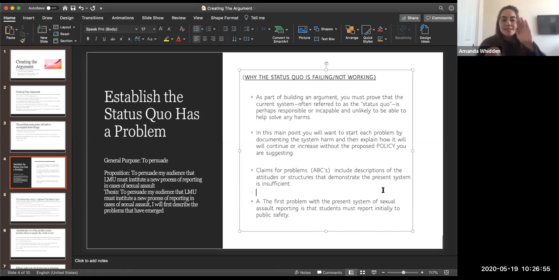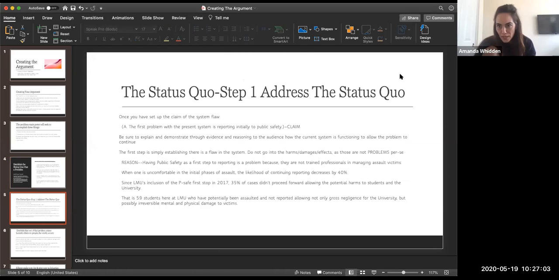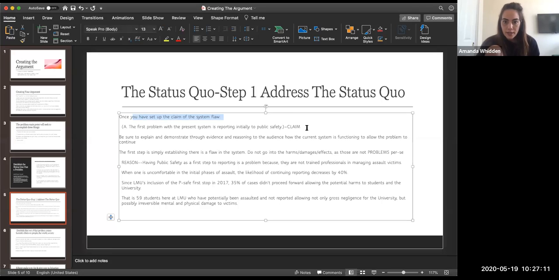So for us, that means that we need to establish to our audience why that is a problem. They may not be 100% clear. So thank you, Victor, so much for participating. I appreciate you. So once we've set up that claim as the flaw, right here, the first problem with the present system of reporting, and it is initially to public safety.